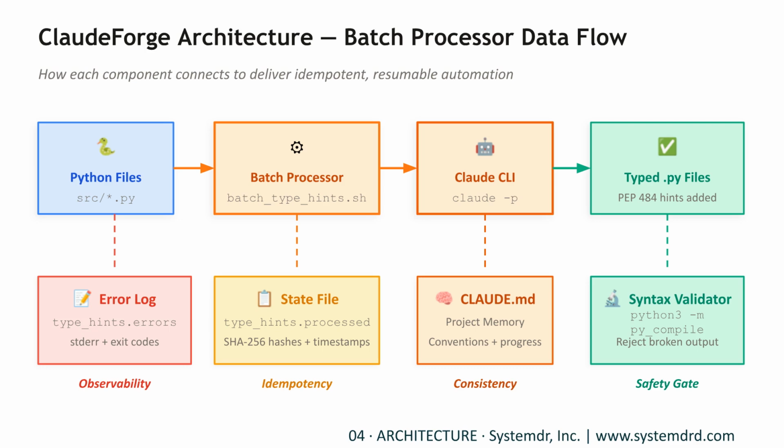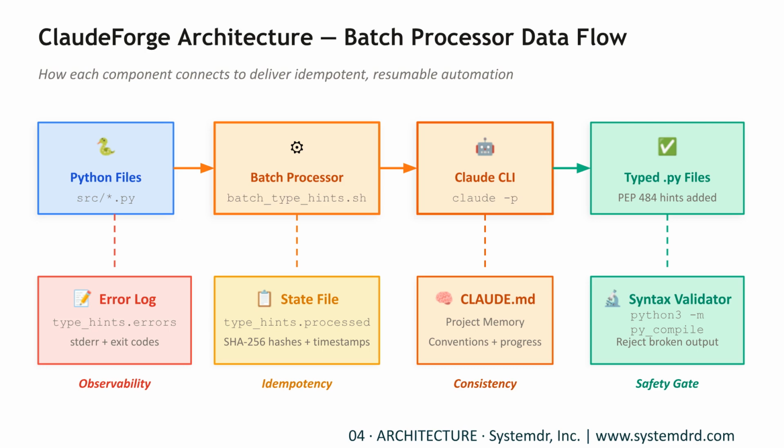In production, this architecture lets you run the batch processor as a weekly CI cron job without human supervision. The state file persists between runs, so files added since the last run are processed automatically. Files that were already handled are skipped instantly with 0 API calls. Let us look at how the state file and Claude.md work in detail.